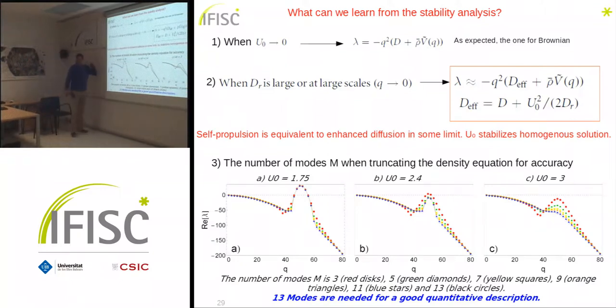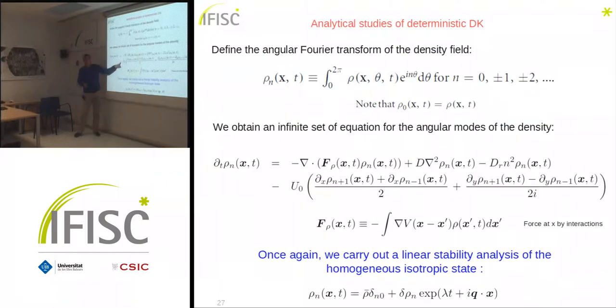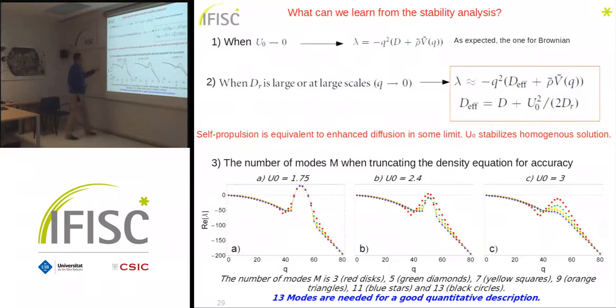But we still want to go more into the details. Next question: I have this equation for infinite modes. How many modes are enough to describe the system? 2, 20, 40, 3, 1? One for sure, no. Well, let's see. Numerically, we saw that the number of modes depends on the U0 coefficient. These are the lambda growth rates for different numbers of modes. When U0 is small enough, with 3 it's okay. But when U0 is large enough, you need at least 13 modes. Then you have problems.